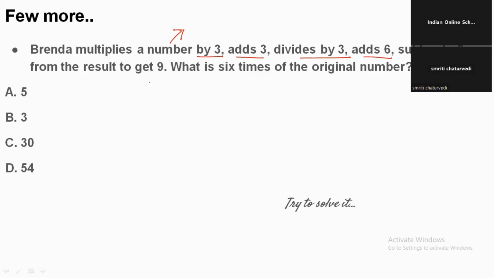So first, what we need to do is let the original number be x. So our original number is x only. Now what was she doing? First she was adding 3 with x. So when we add 3 with x, it becomes x plus 3, correct?